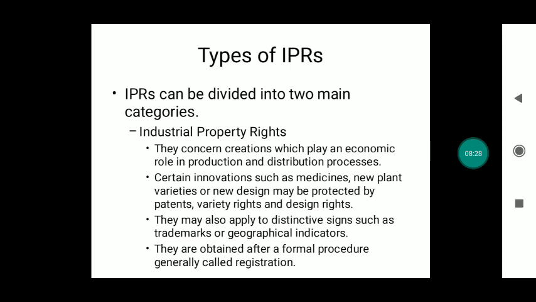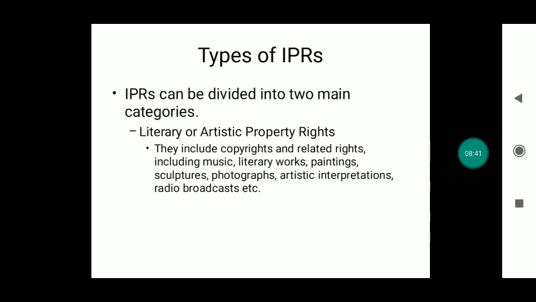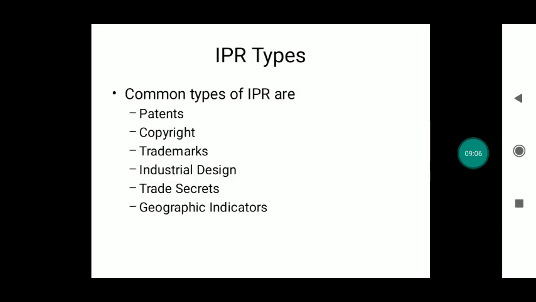Of course, the IPRs are very popular based on their geographical indication. For example, Belgaum Kunda, Gokak Kardant, they all become geographical indicators for that particular region. IPRs can be divided into another type, that is literary or artistic property rights, which include copyrights and related rights including music, literary works, paintings, sculptures, photographs, artistic interpretations, etc.